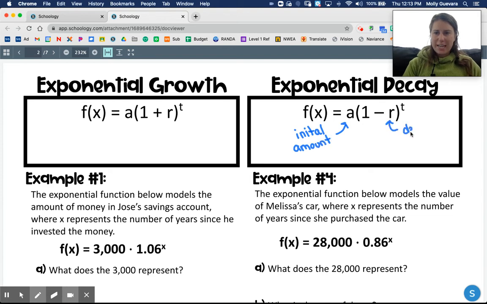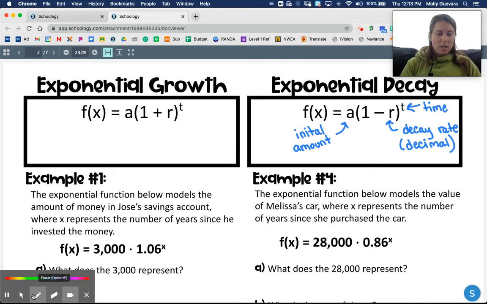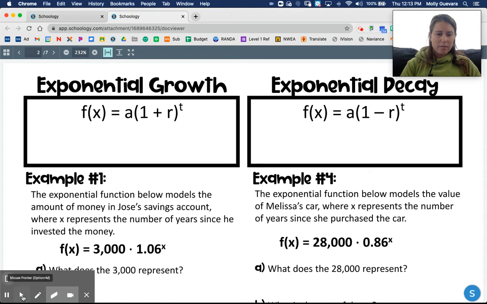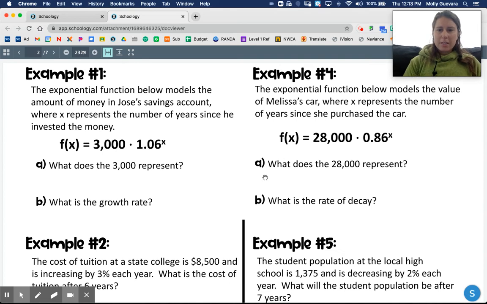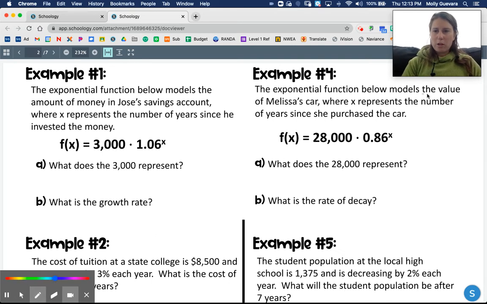R is now my decay rate, right, instead of growth rate, but it still has to be a decimal. And then T is still time. So nothing has really changed here. So let's look at example 1. Oh, sorry, example 4. The exponential function below models the value of Melissa's car, where x represents the number of years since she purchased the car.